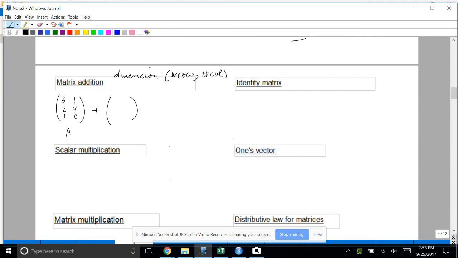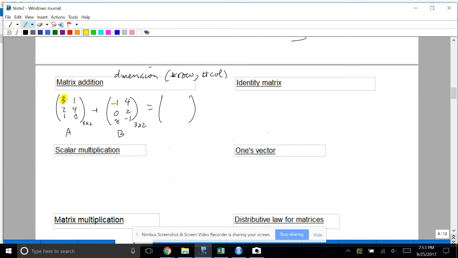All right, so there's 3 rows here and 2 columns. So if we add a matrix A and B, the second matrix also has to have 3 rows and 2 columns. So -1, 0, 8, 4, 2, -1. All right, so when we do some matrix addition, what we do is cell by cell addition.